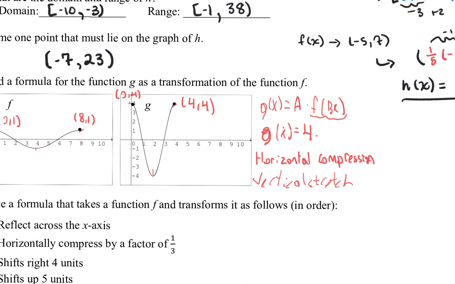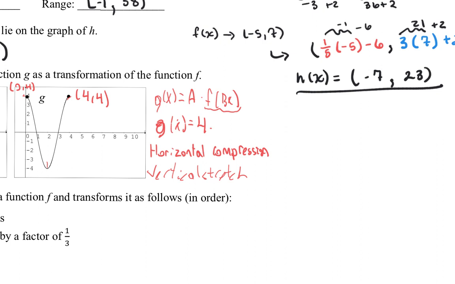Now for this b value, that's going to be the inside stuff. That's going to be horizontal. Well, horizontal stuff kind of acts opposite what we think, right? If you see, for example, a square root of x plus 2, instead of saying, oh, we're adding, so it's going to shift right 2, no, you actually go to the left 2. So the inside stuff kind of acts opposite.